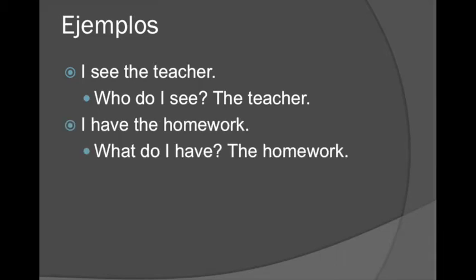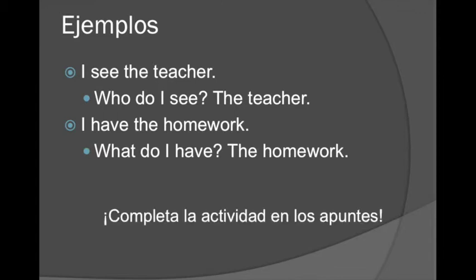I have the homework. I am the subject. I am having something. What do I have? The homework. So in those two examples, the homework and the teacher are the direct object nouns in the sentence. Notice how the teacher is a person and the homework is a thing. So direct objects, again, can be people or things.